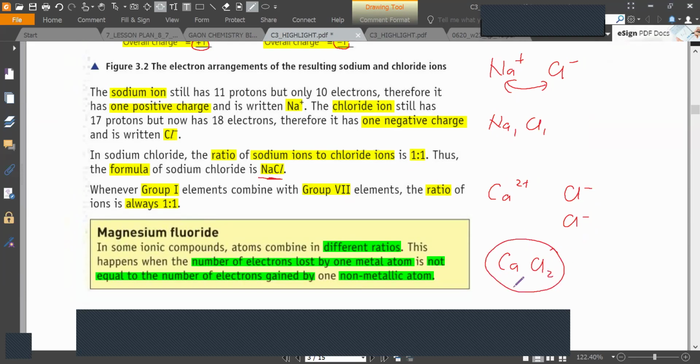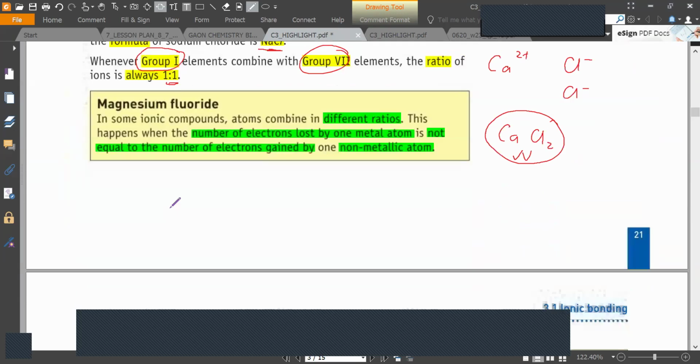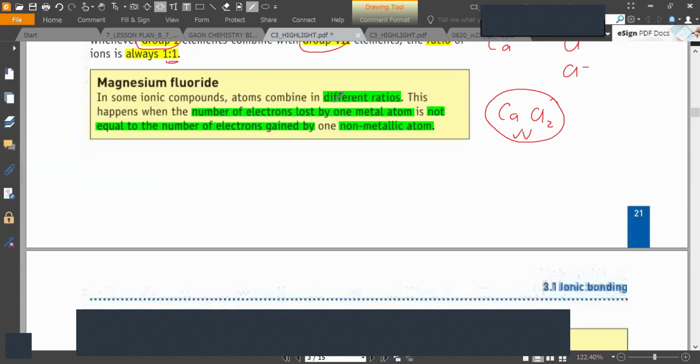So for calcium chloride, this will be the correct formula. But for sodium, it cannot be Cl2. It must balance the charge. So if we have group 1 and group 7, the ratio is always 1 to 1. Another example, magnesium fluoride.